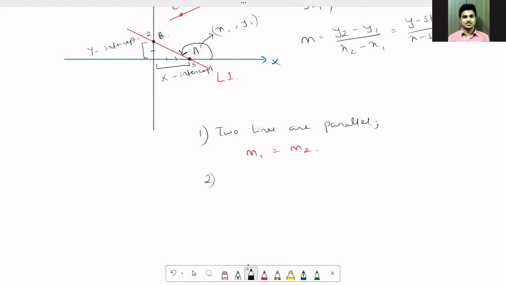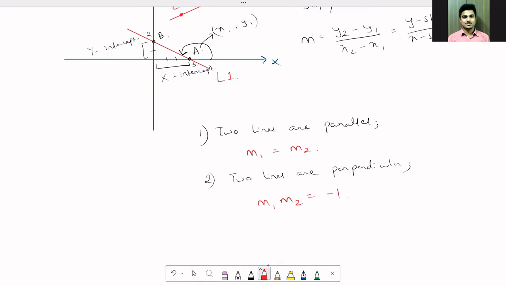Similarly, how will you confirm if two lines are perpendicular to each other? If m1 times m2 is equal to -1. Now, what is this m1 and what is this m2? m1 is the gradient for line 1 and m2 is the gradient for line 2.